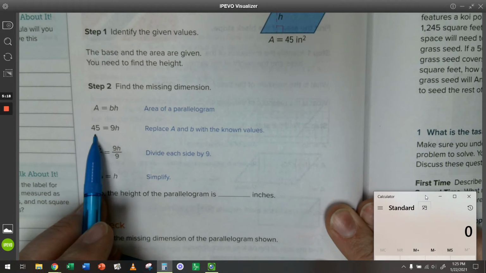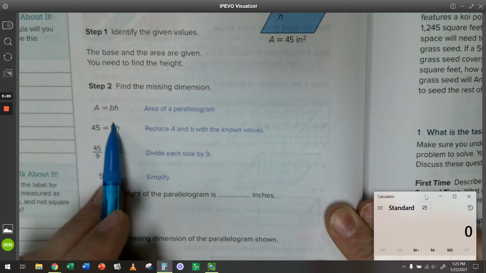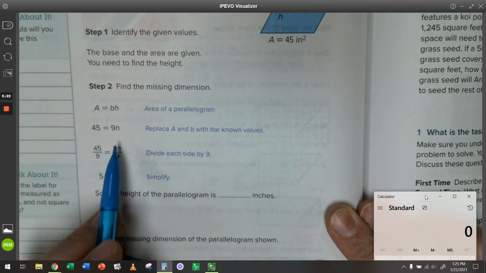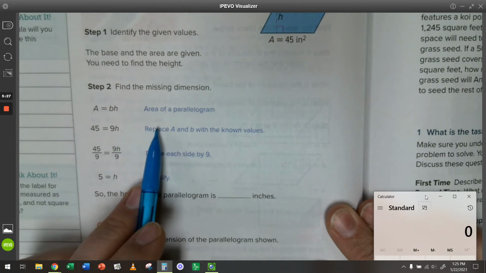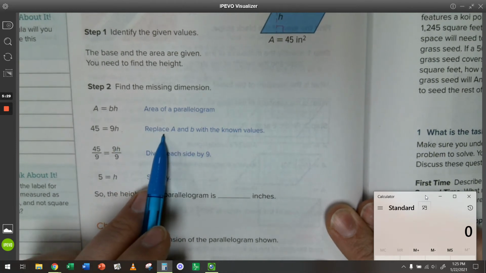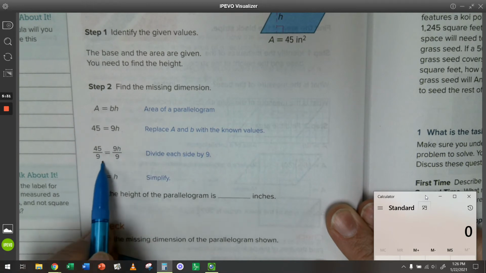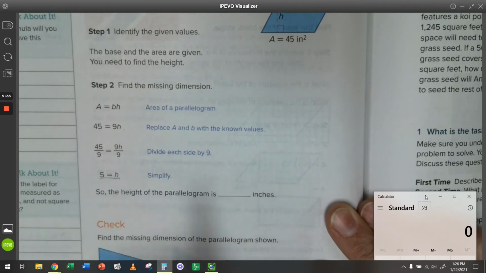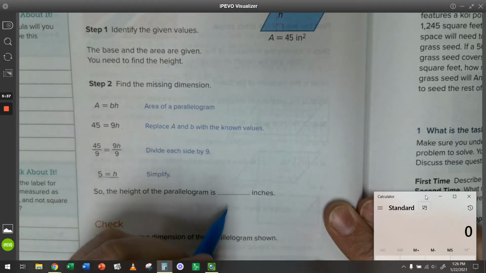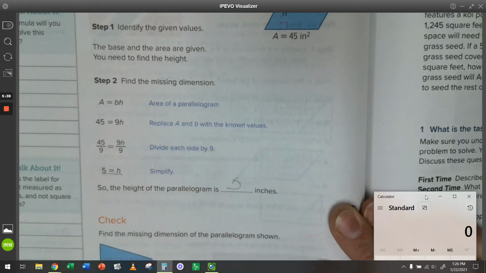We know that area is 45. We know that the base is 9. We're missing the height. So instead of multiplying like we do to find area, we're going to work backwards by doing the opposite, which is dividing. We're going to take 45 divided by 9. When you do that, you find that 5 is the height. So the height of the parallelogram is 5 inches.